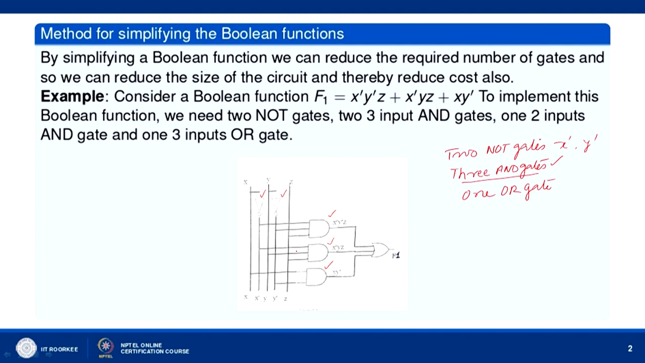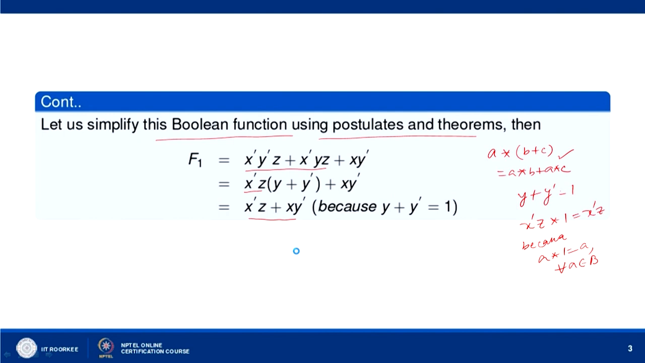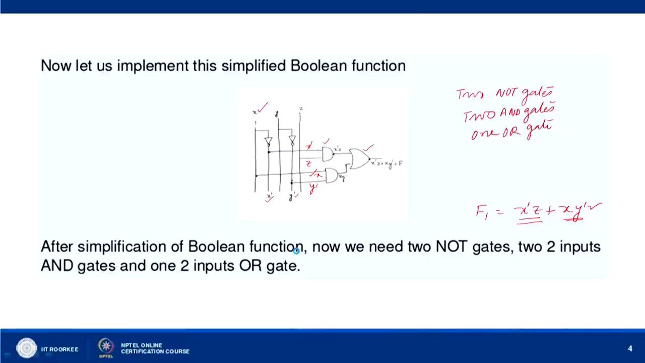So using postulates and theorems we can simplify the given Boolean expression, so that when we draw the figure, we use fewer AND or OR gates and NOT gates to get the desired output. That actually reduces the cost of the output. I mean, to get the desired output we have to spend much less by using the theorems and postulates to simplify the given Boolean function.